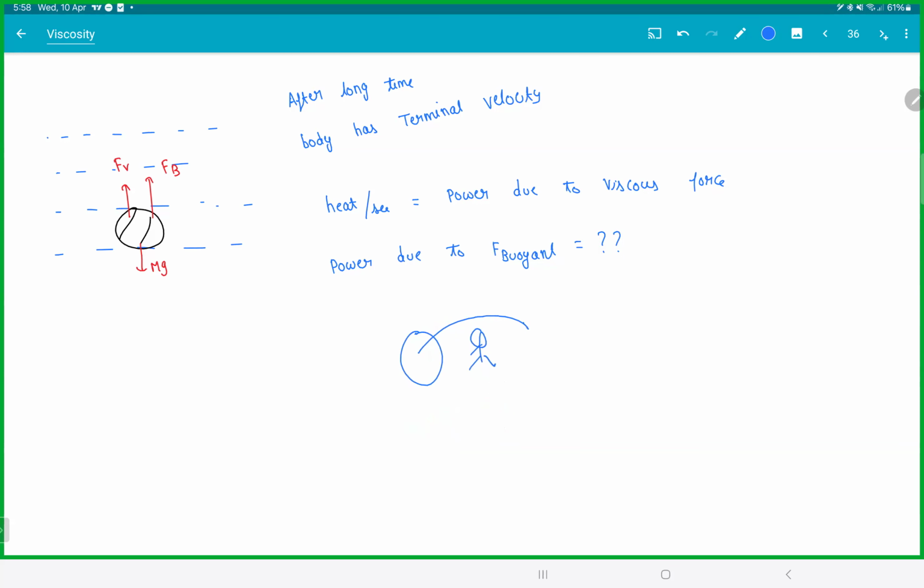My question is, mg is losing energy. I know mg is Fv plus Fb. That means whatever energy is lost due to gravitation, some part is taken by the viscous force, and some part is taken by the buoyant force. So the buoyant force is taking some energy. Where is this energy going? It's a pretty good question. I'll show you two, three pretty good questions you can ask on theoretical topics. I'll give 30, 40 seconds. I hope everyone understood the question.